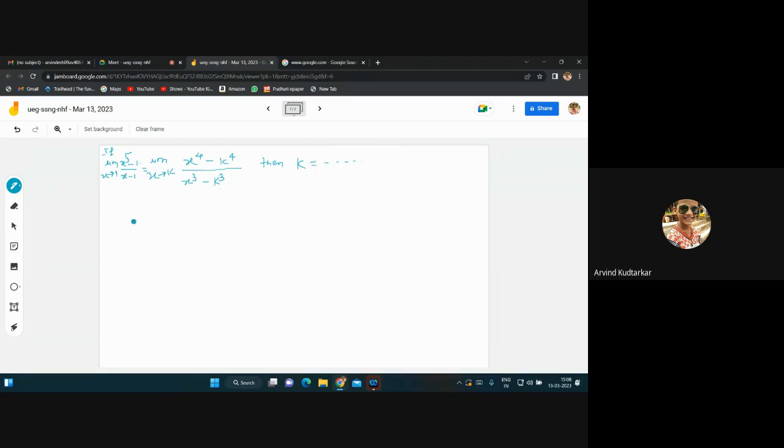No doubt, we know the results in limits. The result in limit is that limit as x tends to a of x raised to n minus a raised to n upon x minus a is n into a raised to n minus 1. This is the result. Where do you have to use this result? In the LHS. Here we have to simplify the terms one by one.